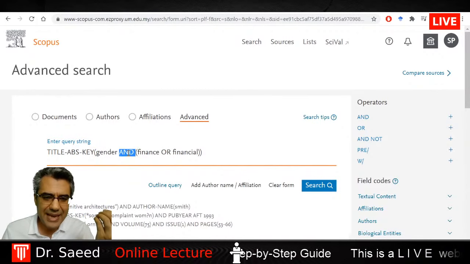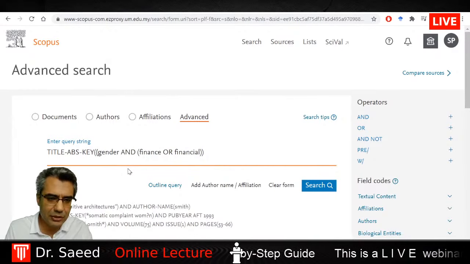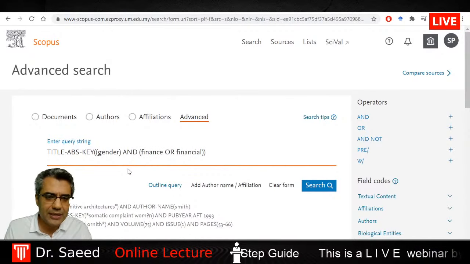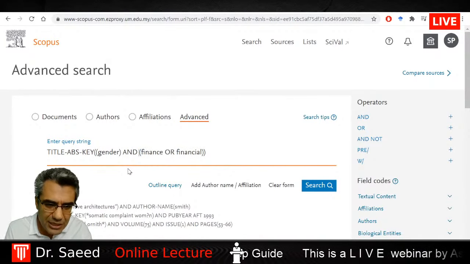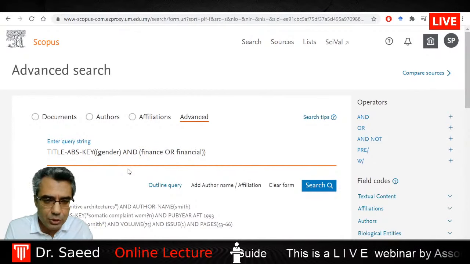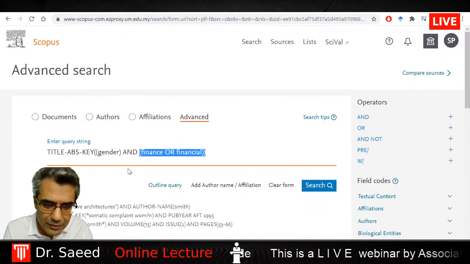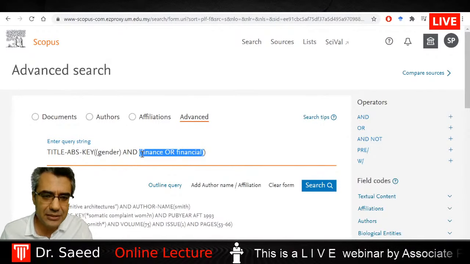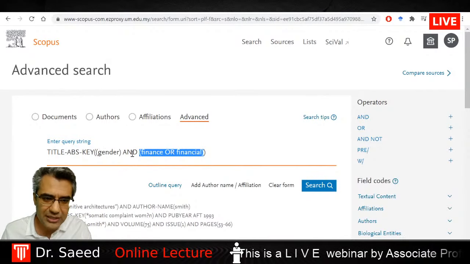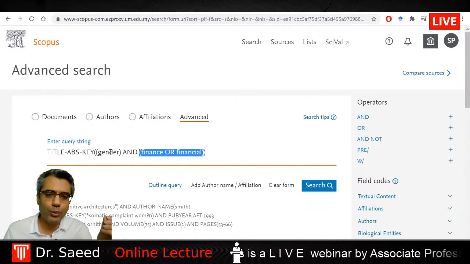So this "and" is separating gender. There are two blocks. One is gender. The second block is here. You see, I open parentheses. So the second block is here. So the "and" is separating this block and the gender block. So now both must be there.